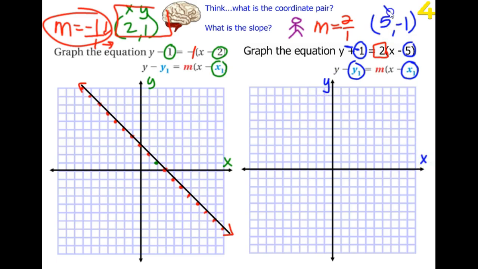So if we graph this, x, y, x is 5 to the right, 1, 2, 3, 4, 5, and y is, not up 1, down 1. And then we're going to use our slope to create our line. Rise over run. Up 2, 1 to the right. Or down 2, 1 to the left.